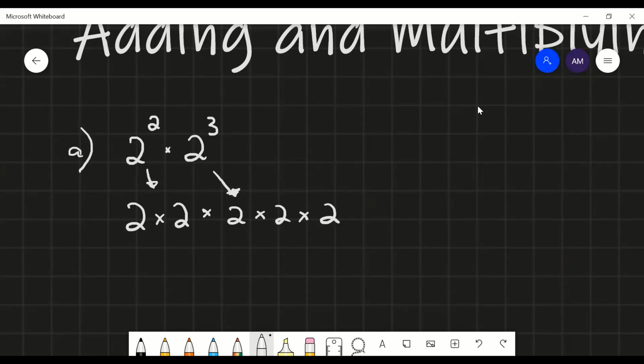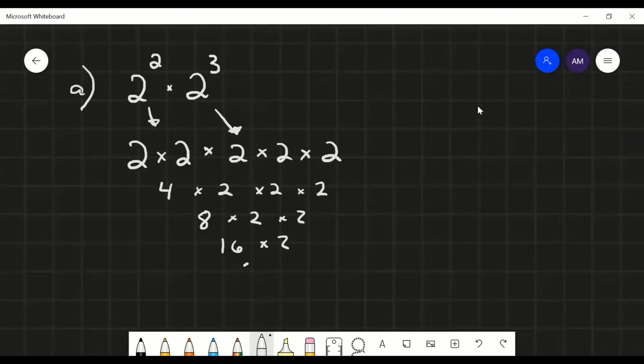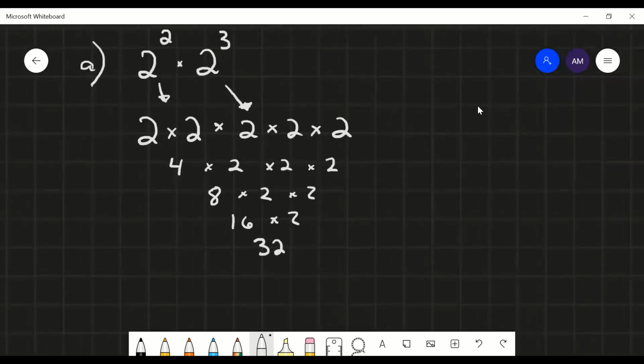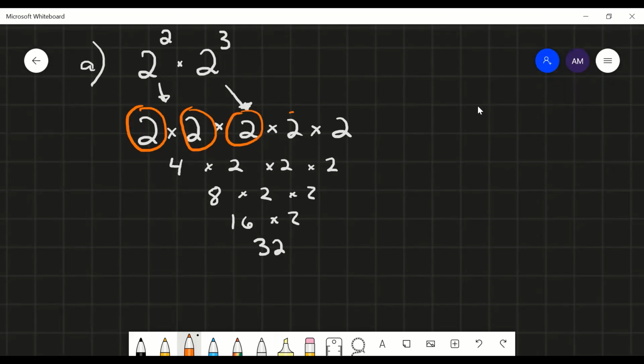So if you take a moment to figure this out, you'll see that 2 times 2 is 4, times 2 is 8, times 2 is 16, and then times 2 again is 32. So however you go about this, you might notice that this answer is 32. But this is, I guess, a harder way of doing this, because all you have to do is count how many 2's there are. 1, 2, 3, 4, 5. So this is actually 2 to the power of 5.